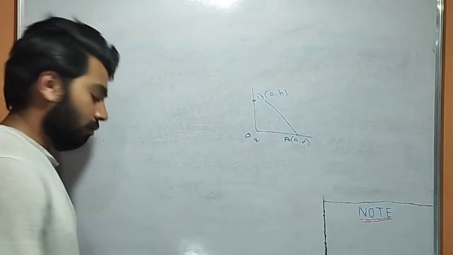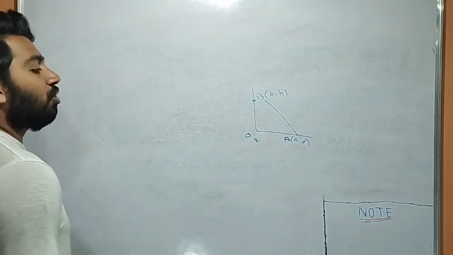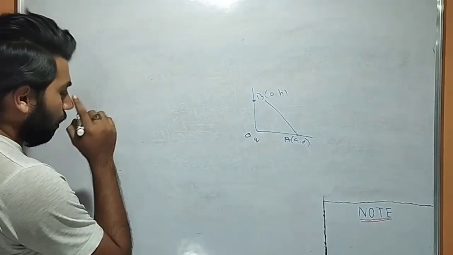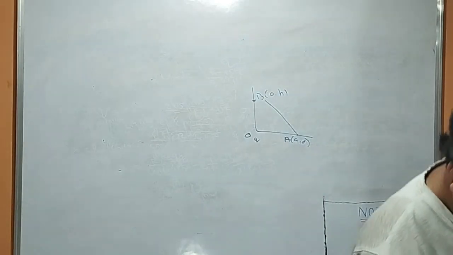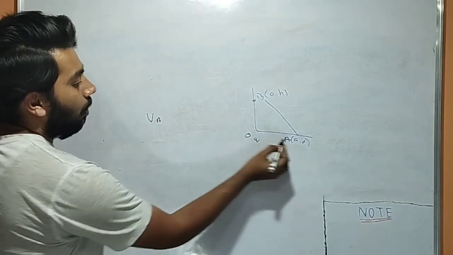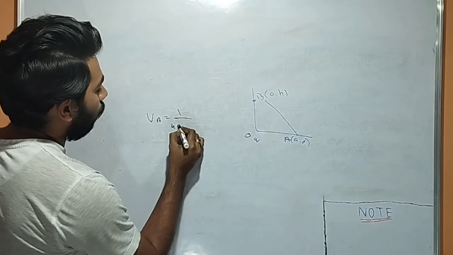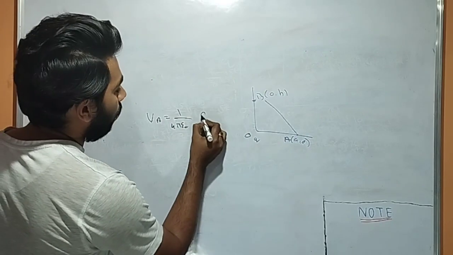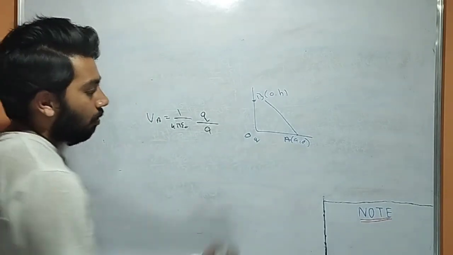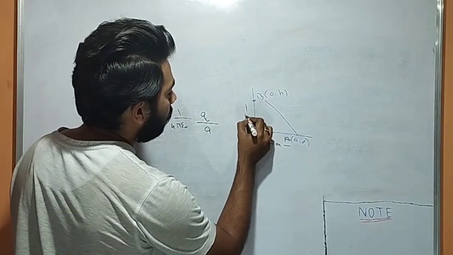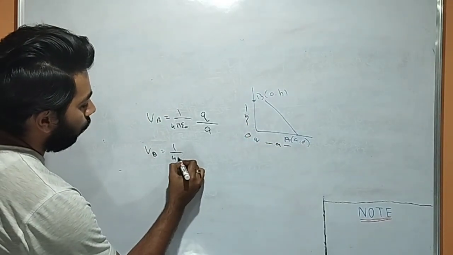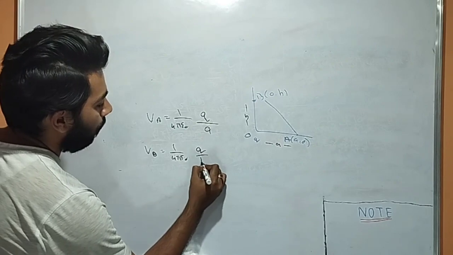So, just simple. Now calculate the potential at this point and the potential at that point. Very easy. So what will it be? The potential at this point will be 1 by 4 pi epsilon naught Q, only one charge Q, divided by the distance, which is A. Similarly, for this point it is 1 by 4 pi epsilon naught Q divided by B.